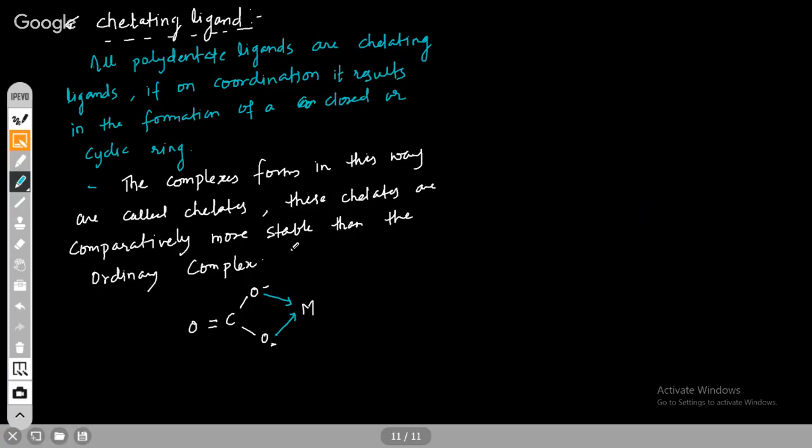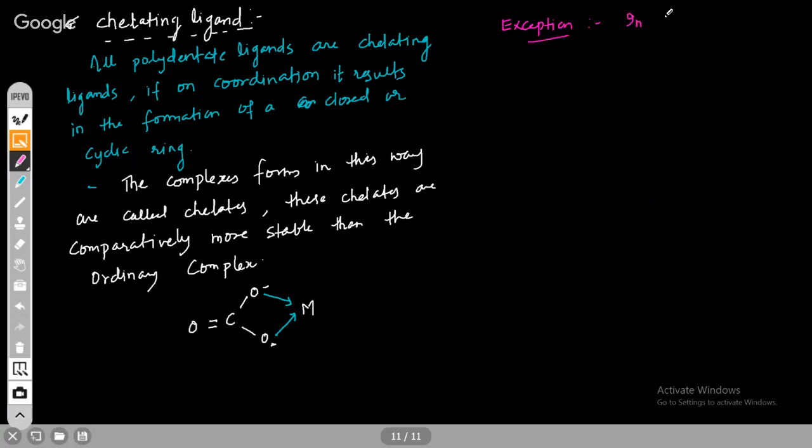Because of its cyclic structure, it is normally more stable than the ordinary complex. Ordinary complex means a simple compound where we get no cyclic ring. Chelates are more stable than ordinary complex, but we have one exception in this. The exception is when we get a three-membered ring, write down.